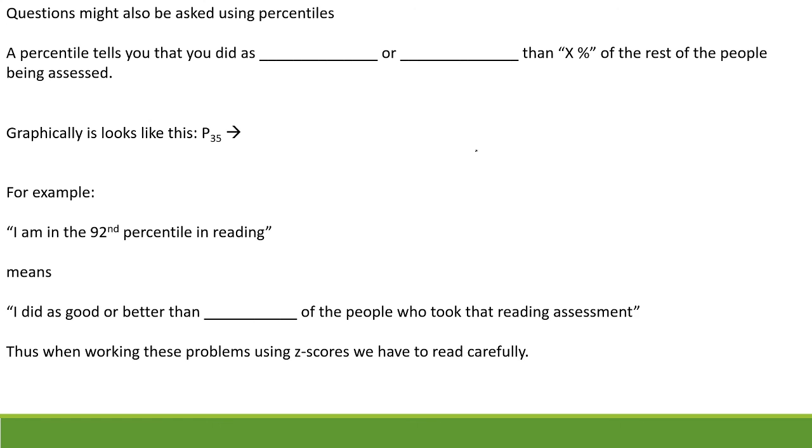Now, we can do that exact same question, but they might ask it differently. They might ask it using something called percentiles. So percentiles represent situations where you did as good or better than X percent of the rest, where X is the percentile you're looking for. So for example, if I want the 35th percentile, that means I want the value.